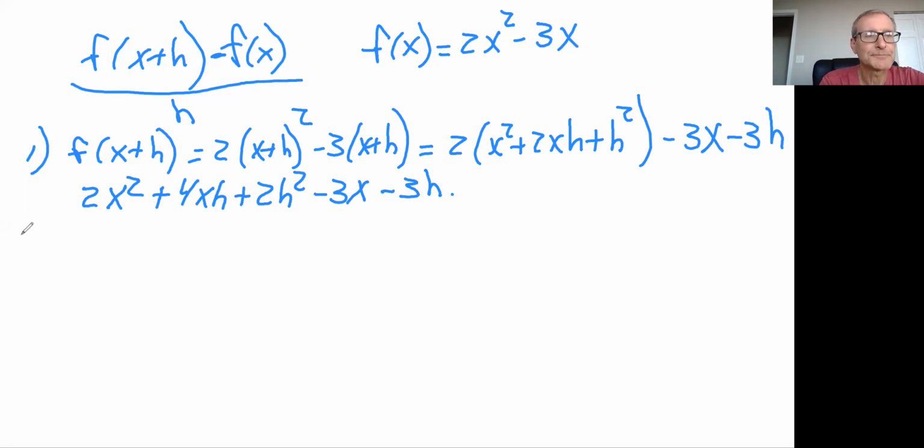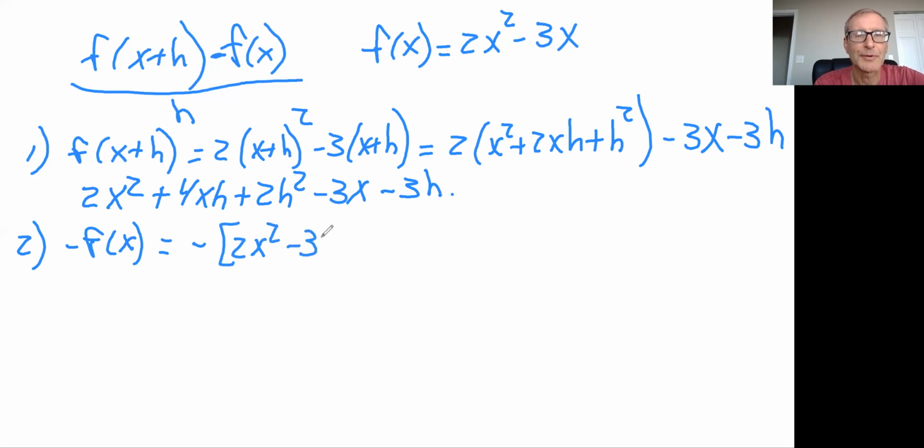Step number 2 is find minus f of x. So what is that? Well, remember that we are going to change the sign of each one of those terms in the equation. So this would be minus 2x squared plus 3x, sorry about that. As you can see, minus and a minus gives us a plus.